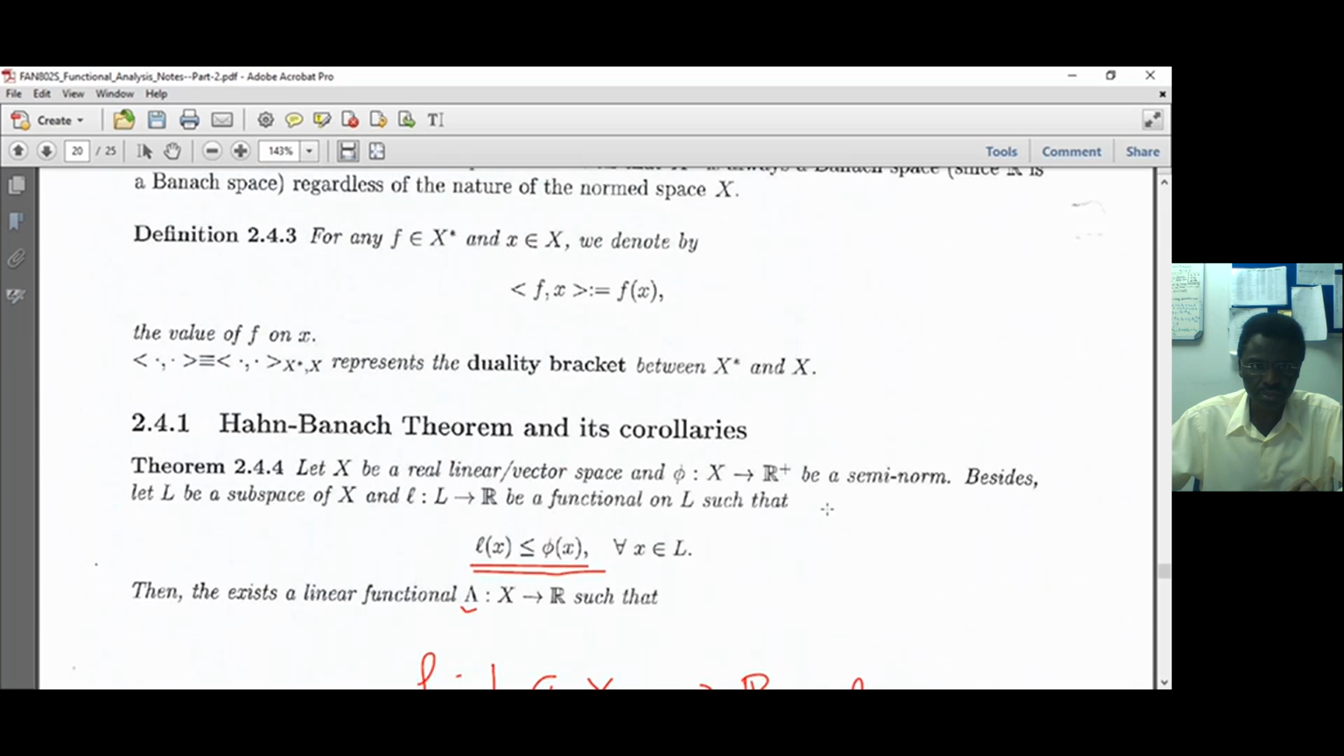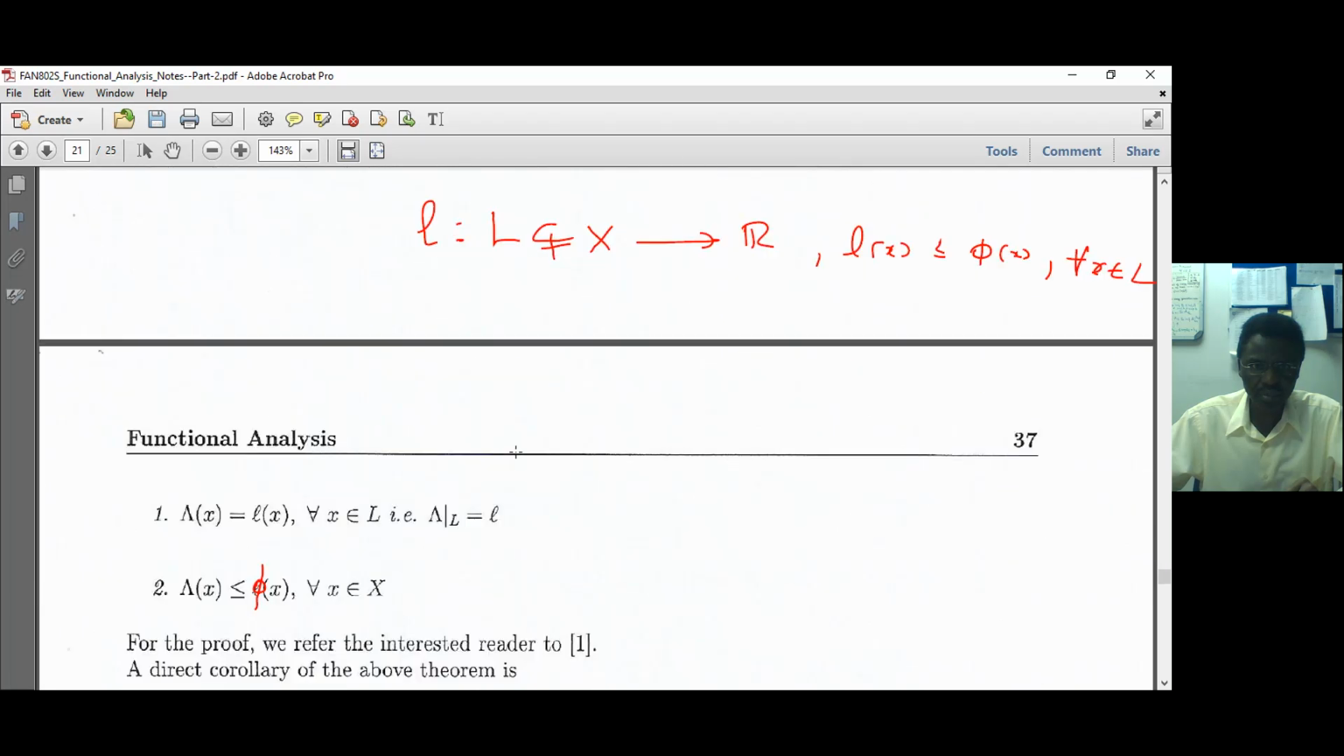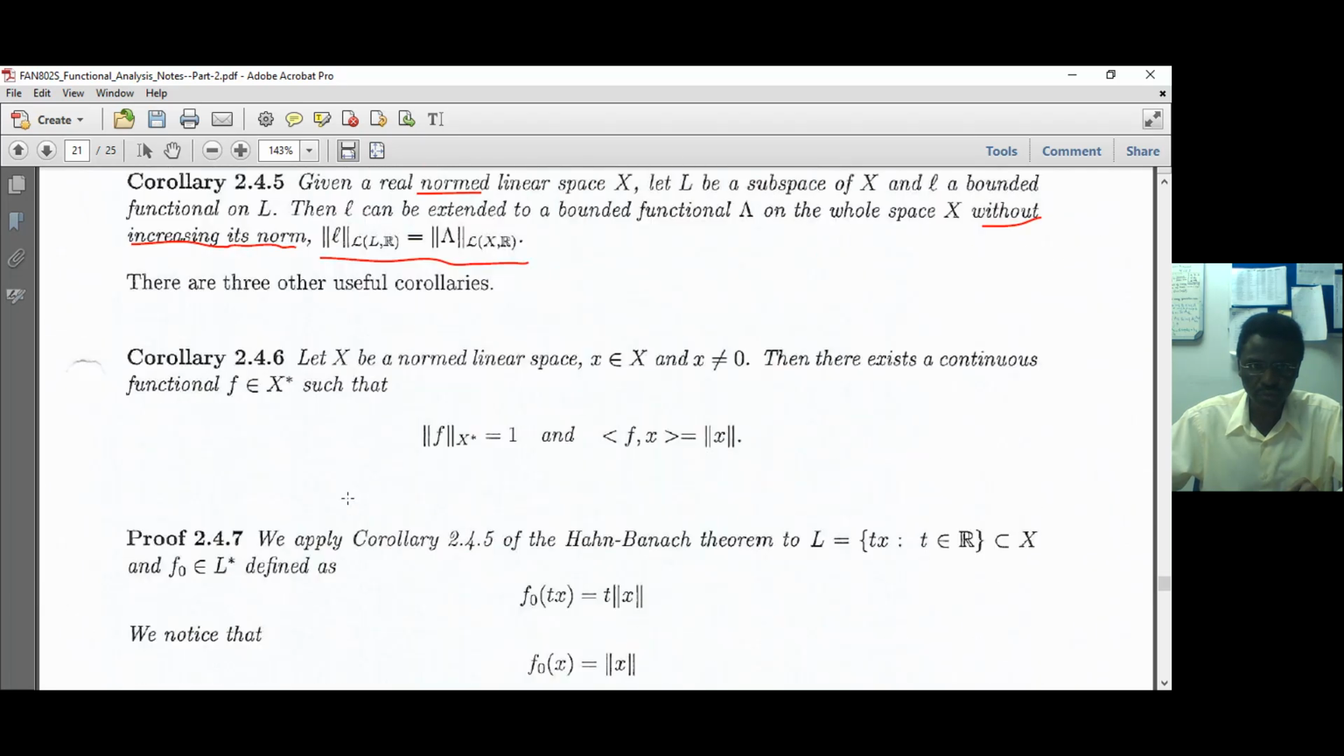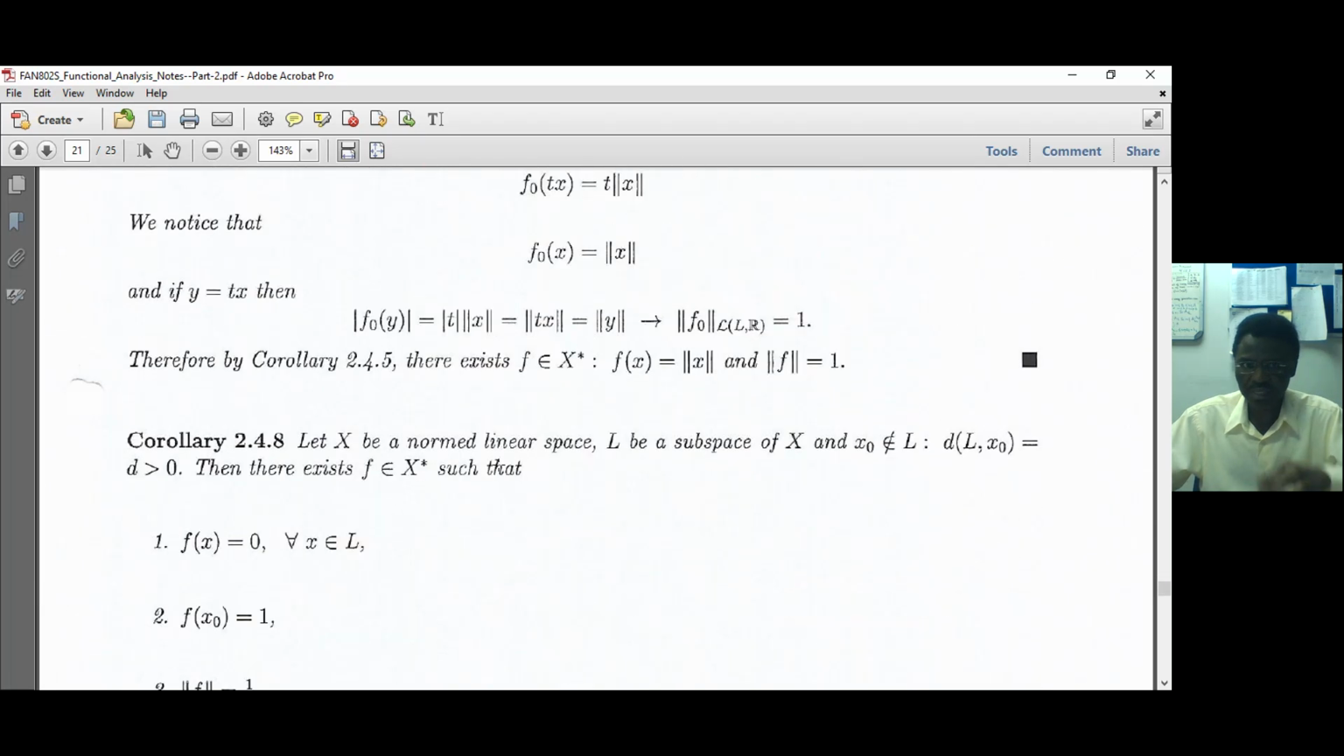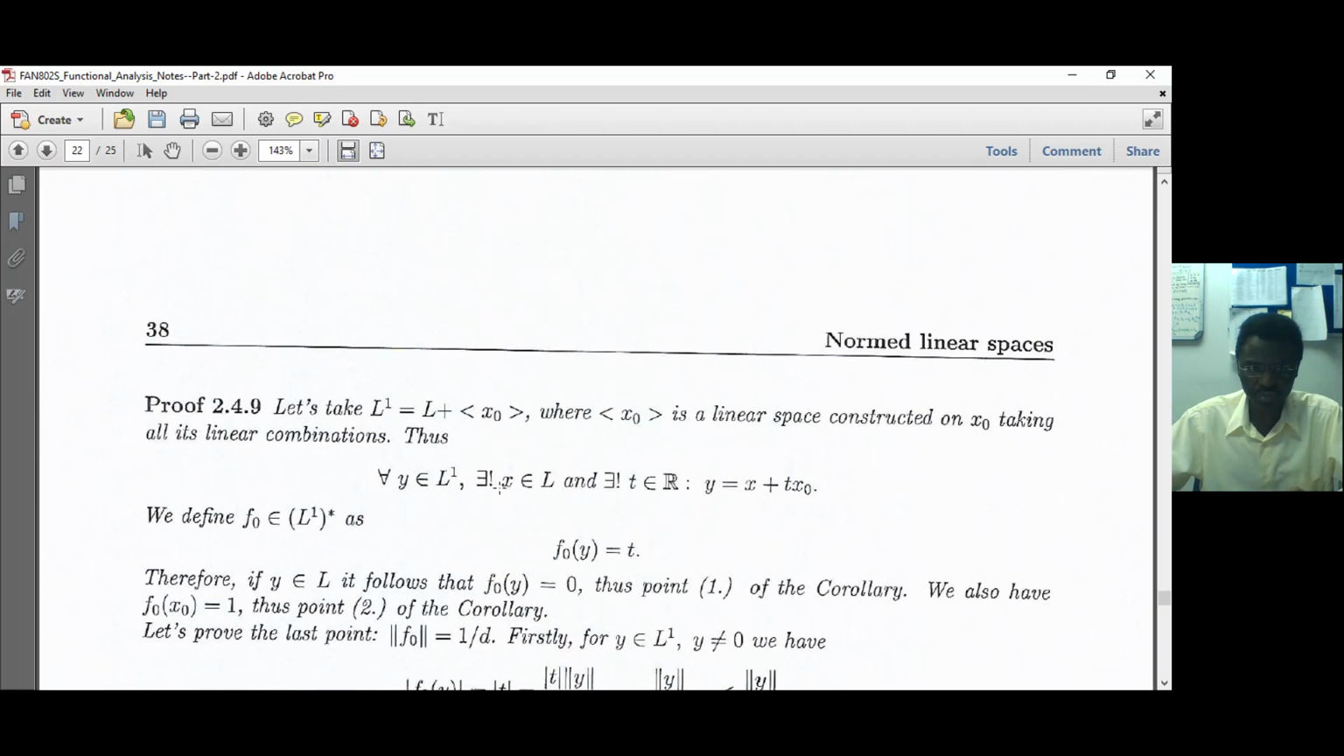Okay, so I encourage you to read the Hahn-Banach theorem. You don't need to know the proof of the corollaries. You can just read through, but you don't need to know the proof.